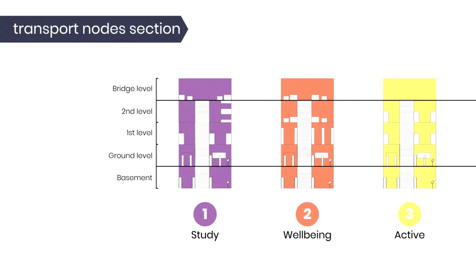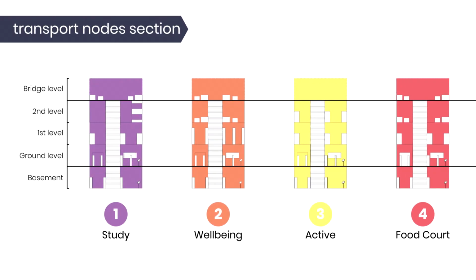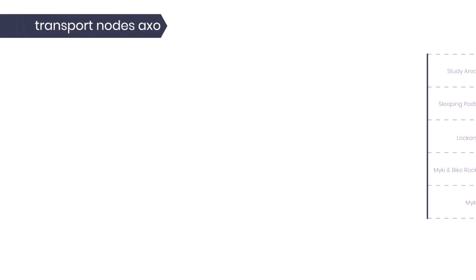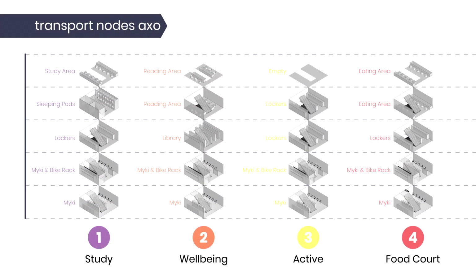As we see here, every node does not change in size, all having 5 floors providing connections to the bridge and the underground, while also serving some of the quadrant purposes within. This exploded axo shows each floor with its intended purpose.